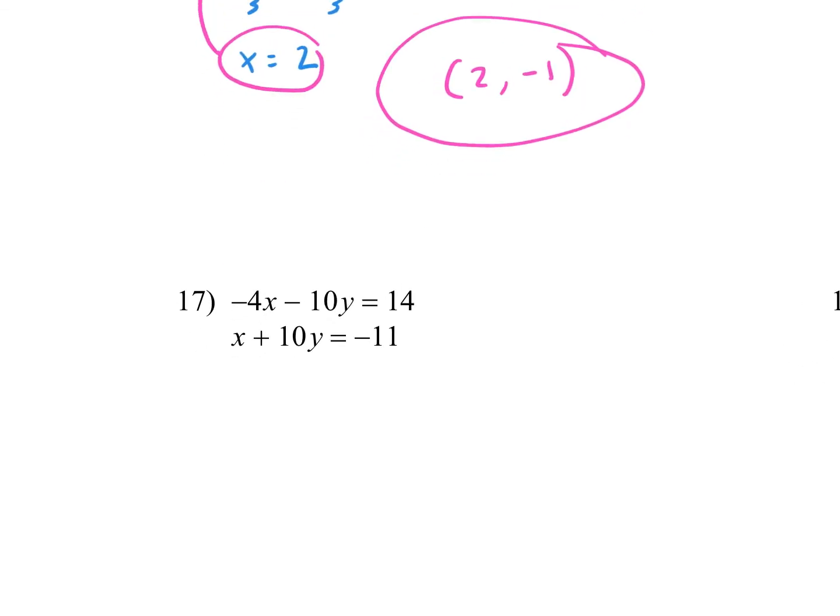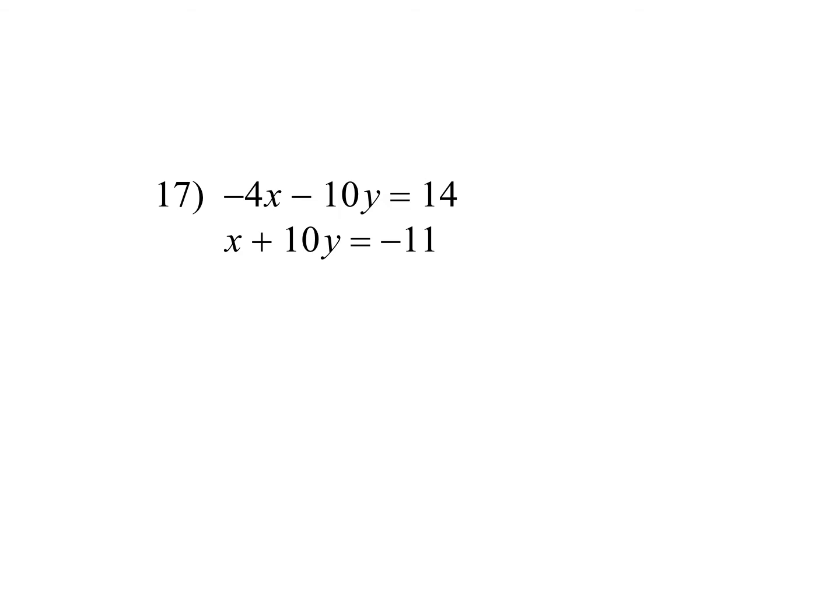All right, let's take a look at 17. Does anything here cancel out right away? The 10 y's. So those cancel. So we can just add everything else together. What's negative 4x plus x? Negative 3x. And then what's 14 minus 11? 3. What do I have to do next? Divide by what? By negative 3. So x is equal to negative 1.